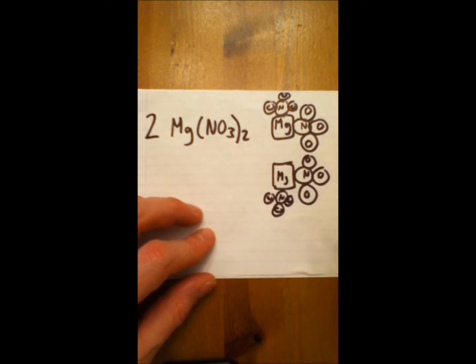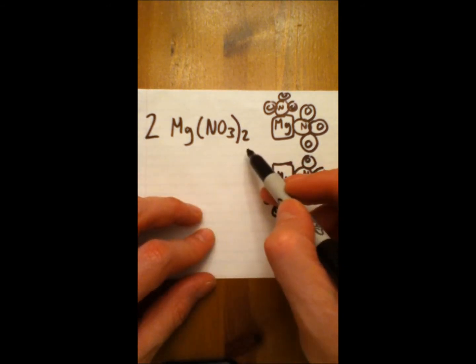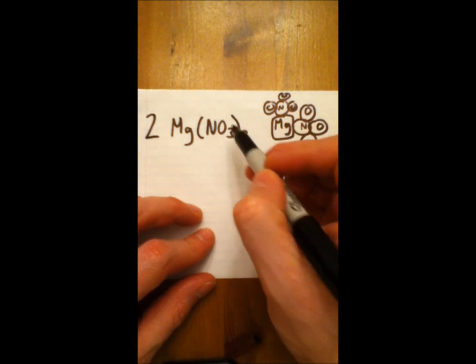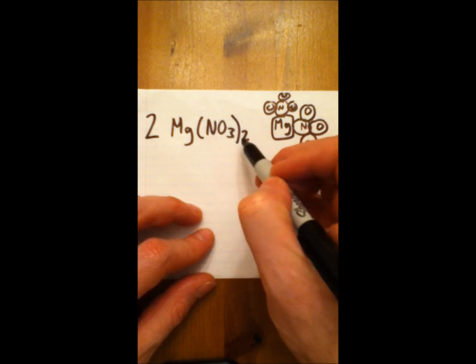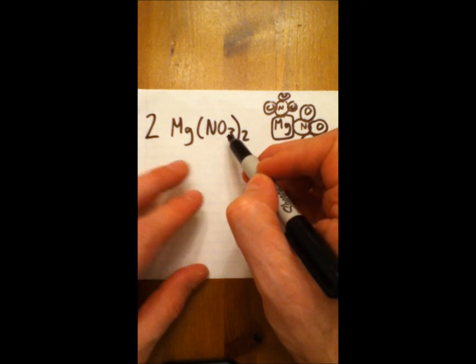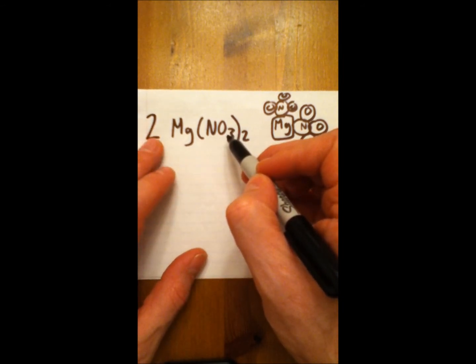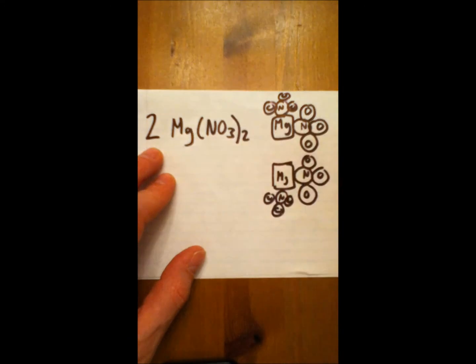How many oxygens total are represented in this chemical formula? Well, 2 of these guys, and there's 3 oxygens in every single NO3 grouping, so 2 times 3 is 6. We have 2 of these molecules because of that 2 there, so 6 times 2 gives me 12, and I can check that. 1, 2, 3, 4, 5, 6, 7, 8, 9, 10, 11, 12.